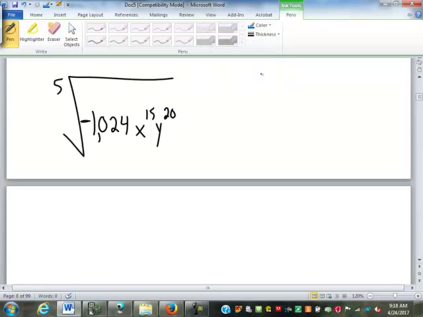Can this be done? I've got a negative in there. Can I do this? Yes. Why? It's an odd index. A fifth root. Since it's an odd root, I can go ahead and do that. What is the fifth root of 1,024? Negative 4. Very good. How about the fifth root of x to the 15th? X to the third. And the fifth root of y to the 20th? Y to the 4th.